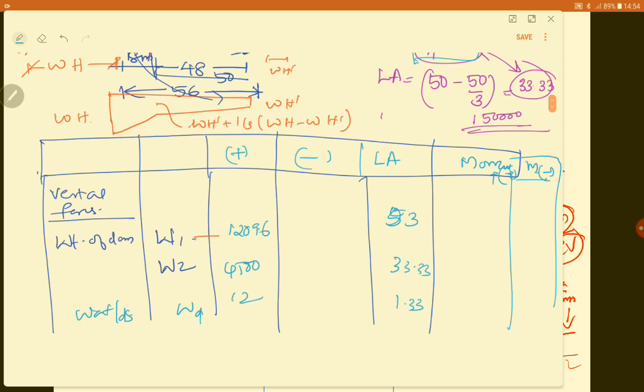Now the positive moments here will be 6410.9, 15000 and 16. All these are the positive moments, and this sigma M value and sigma V value will be equal to 5721.6 and 214125. Okay, so these are the forces in the dam.